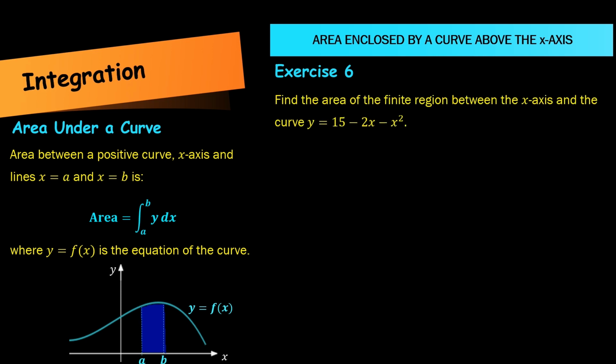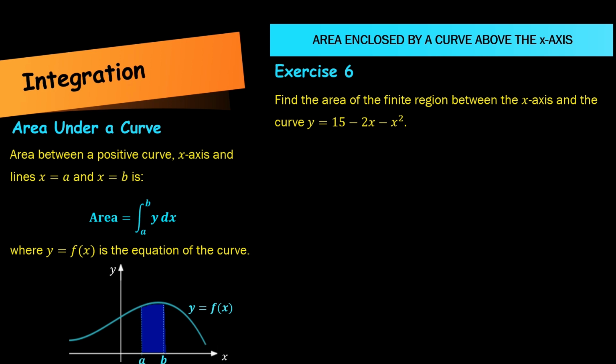Find the area of the finite region between the x-axis and the curve y equals 15 minus 2x minus x squared. Pause the video and have a go. Press play when you're ready to view the solution.